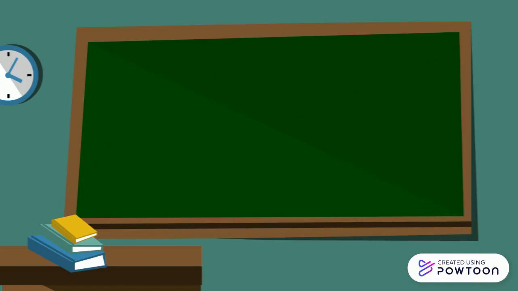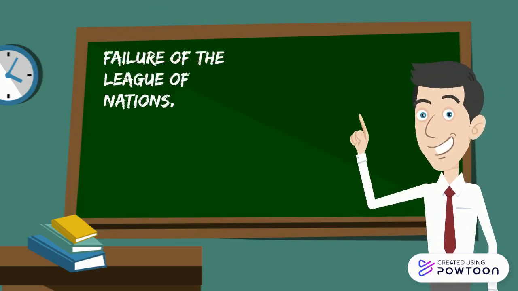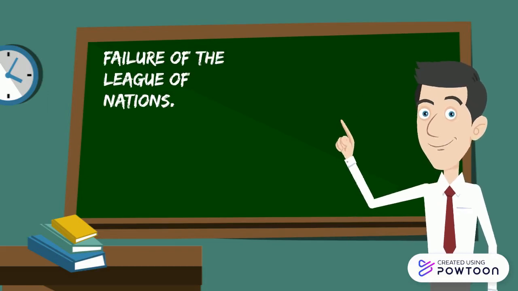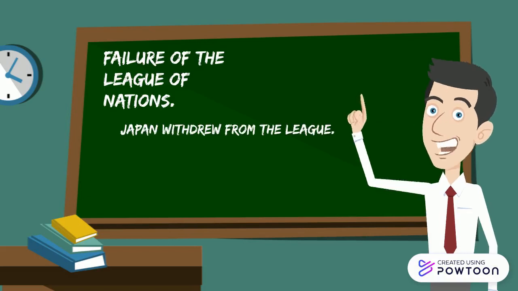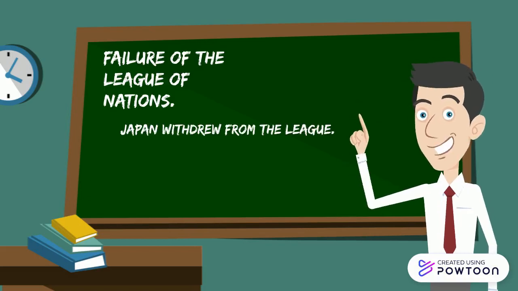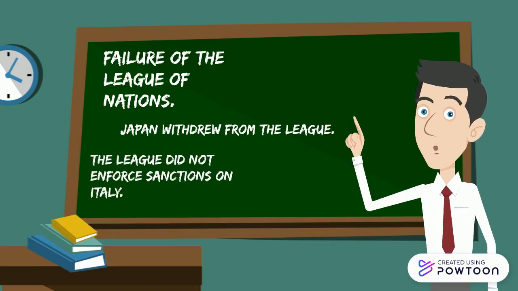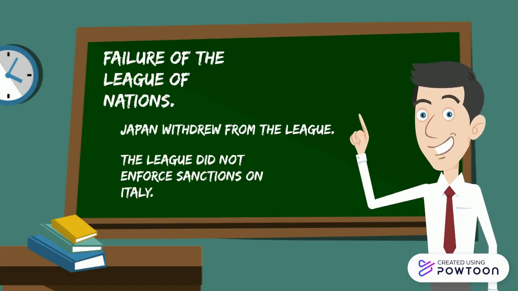The fourth reason we see is the failure of the League of Nations, which was an international peacekeeping organization that would not necessarily do its job. Number one, Japan will withdraw from the League after they were told to return Manchuria back to the Chinese, which they didn't do. Number two, the League did not enforce sanctions on the Italians when the Italians invaded Ethiopia. Nonetheless, the League made threats but had no backing.